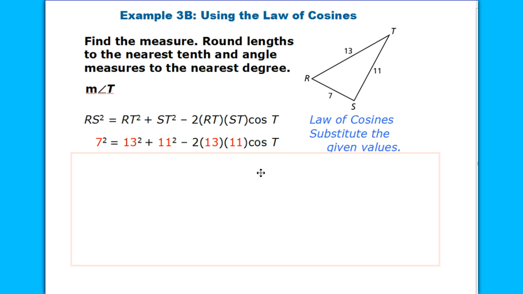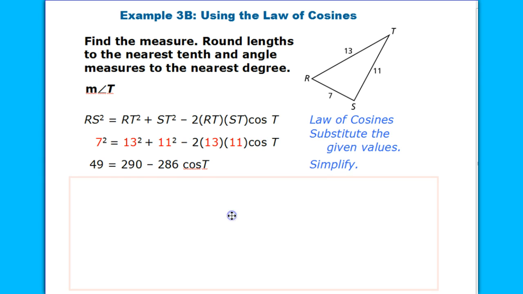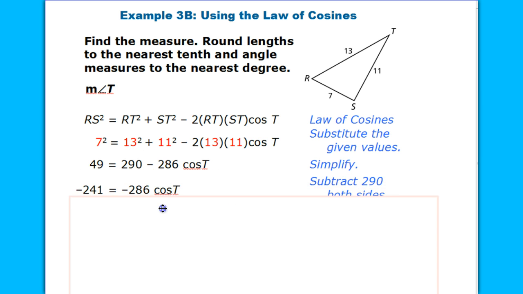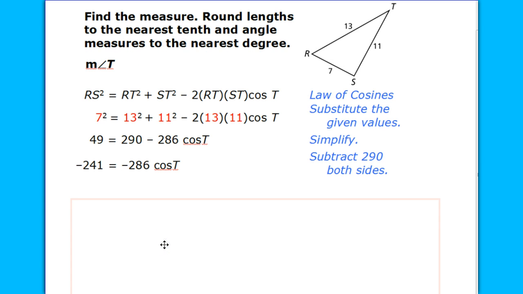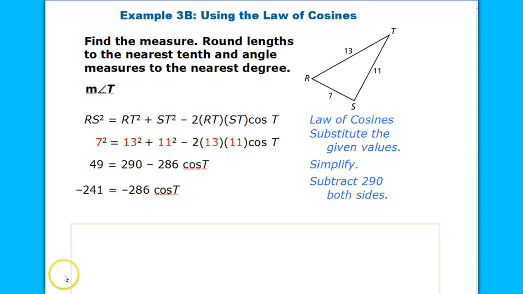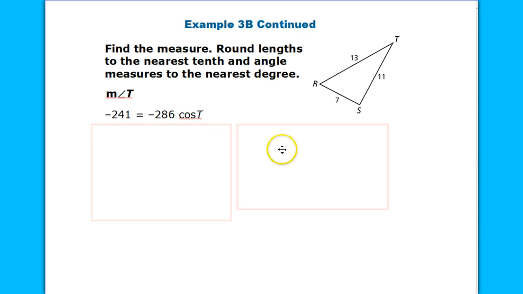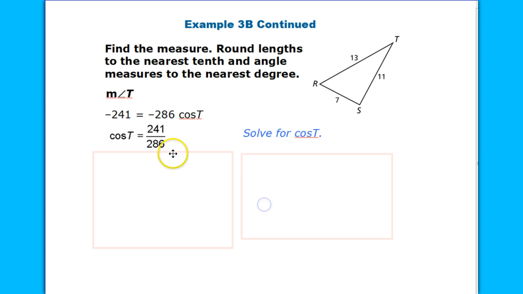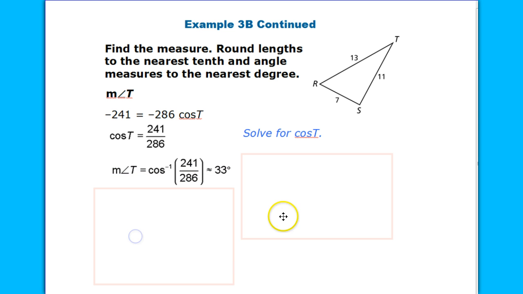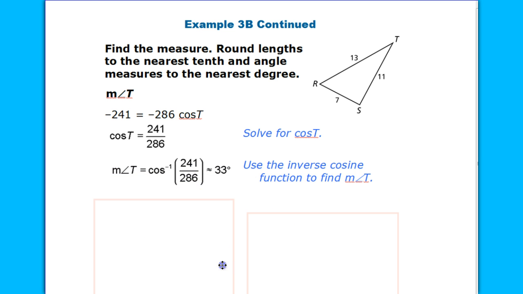And now we can start to solve for the cosine of T, right? And so we find these values. And now let's subtract the 290. And we'll divide by negative 286, right? Okay, so we need to divide by the negative 286, right? And now we are trying to find the measure of the angle, so we're going to have to use the inverse cosine, right? And we find that the angle measure is 33 degrees, rounded to the nearest degree.